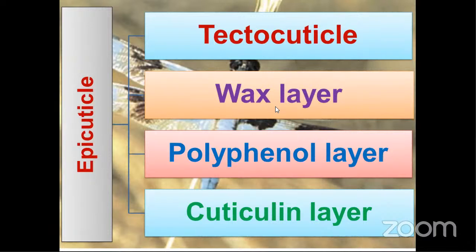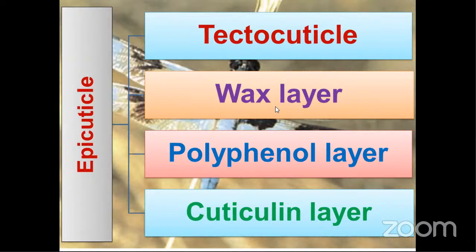The wax layer we will also call the lipid epicuticle. The wax layer consists of esters of fatty acids and alcohols. The thickness of the wax layer is 0.25 microns, so it can act as a waterproof layer.